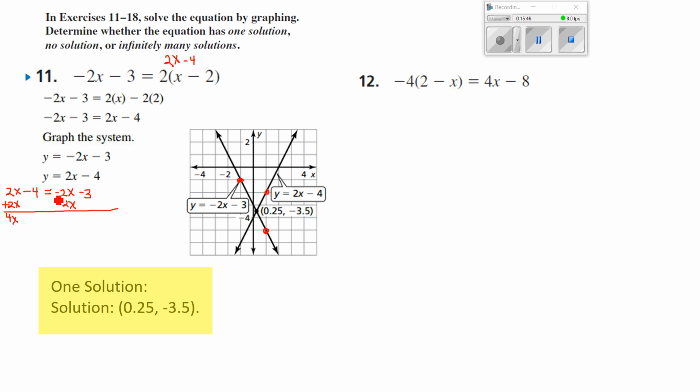That means the numbers have to come over here, so I'm going to add 4 over here, which means I'll add 4 over here. And 4 minus 3 is 1. And now we see we have to divide 4 away from 4x, which means we'll divide it from 1. So x is going to be equal to 1/4. All right. 1/4 as a decimal is 0.25.